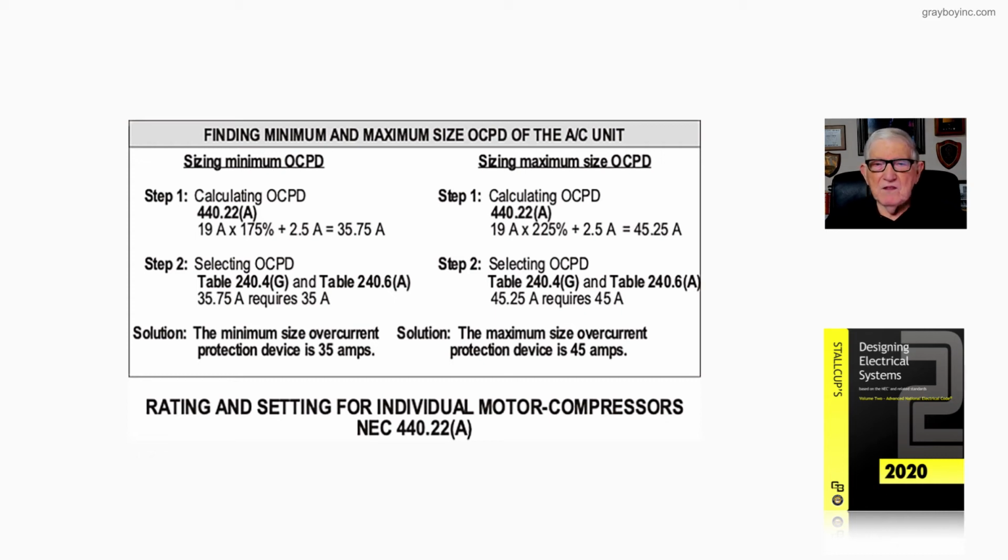Now, sizing the overcurrent protection device maximum, where we had nuisance tripping, 440.22(A) calls for 225%, times 19 plus 2.5, 45.25. We are again using step 2, 240.4(G) and 240.6(A), and we'd round down to a 45 amp overcurrent protective device. Now notice this is starting with a minimum, going to a maximum, but you can always size the overcurrent device below the 175% as well as the 225%.